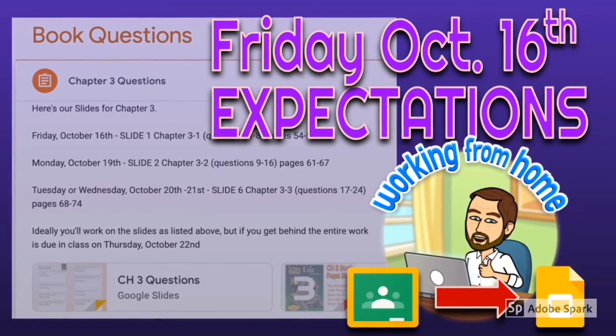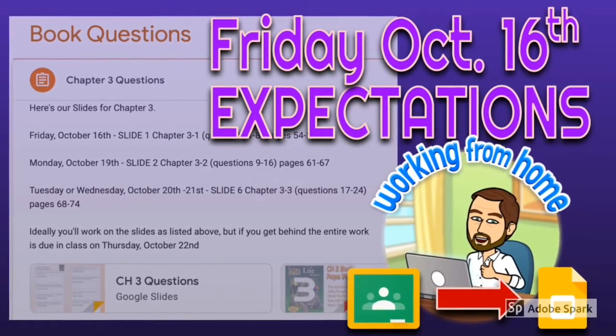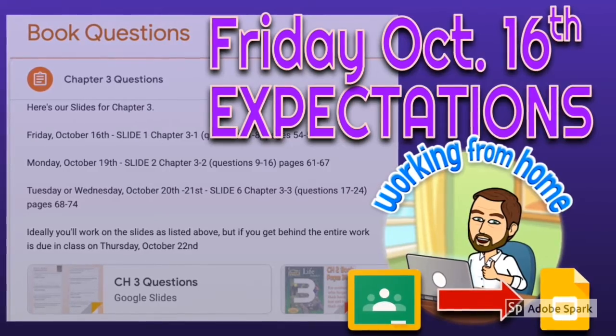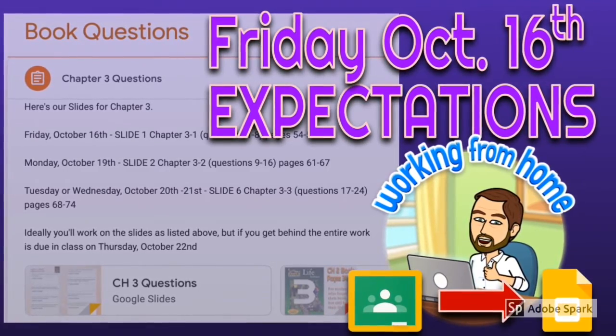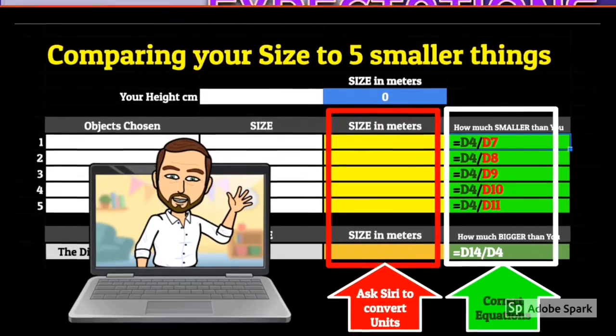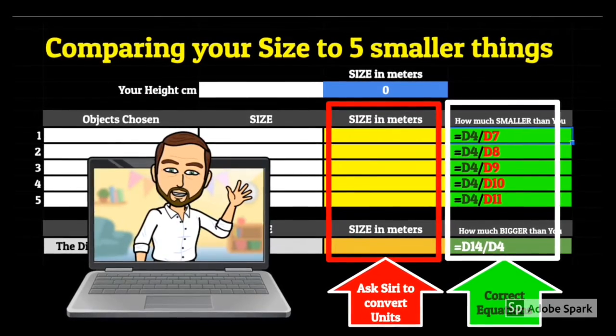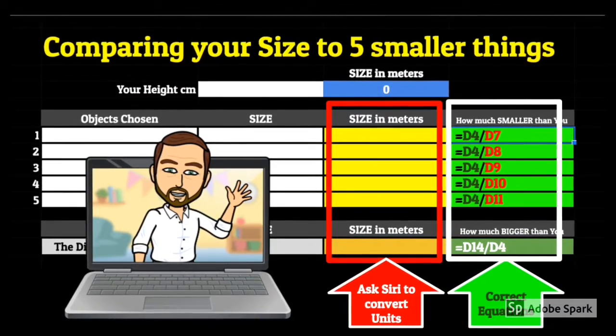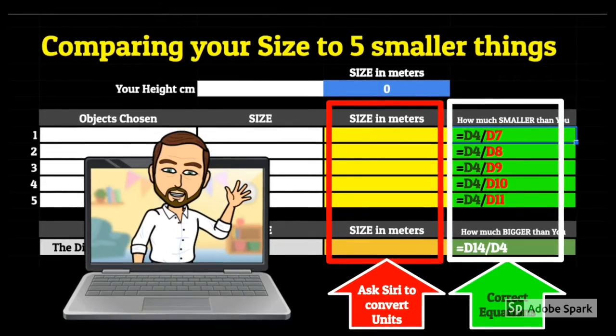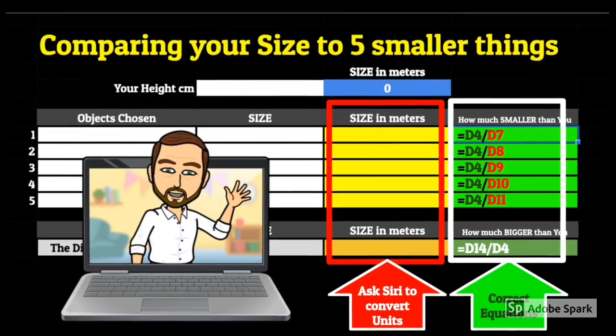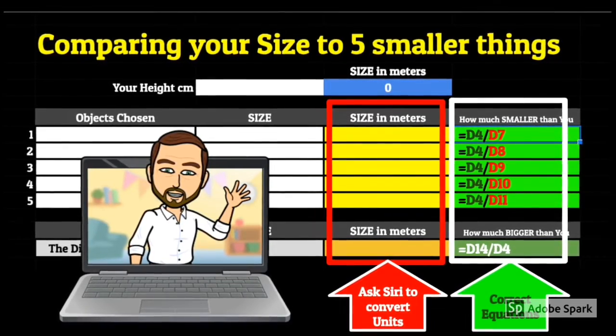Today's work is to start Chapter 3. This is a Google slide. We should be getting pretty good at this. You'll find it in Google Classroom. If you had trouble yesterday, check out the shared PDF in Google Classroom announcements, where I go over the equations and possible options for the 5 size comparisons.